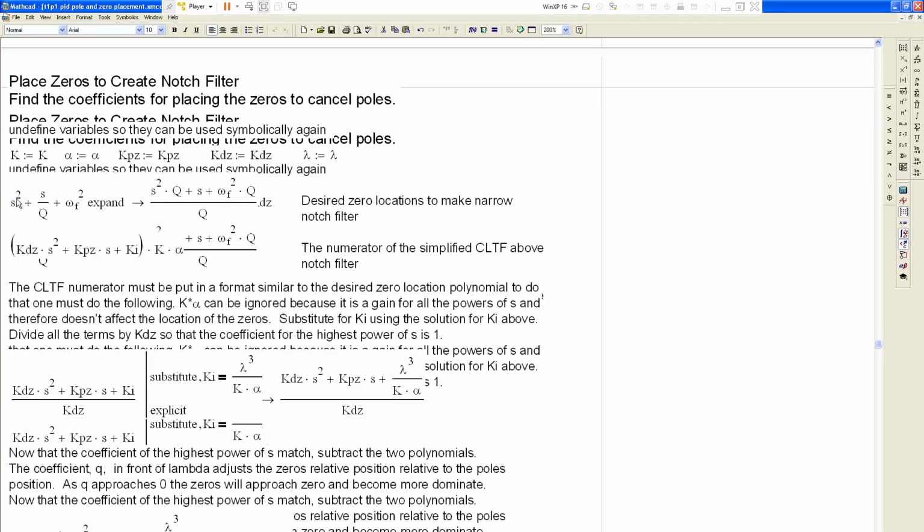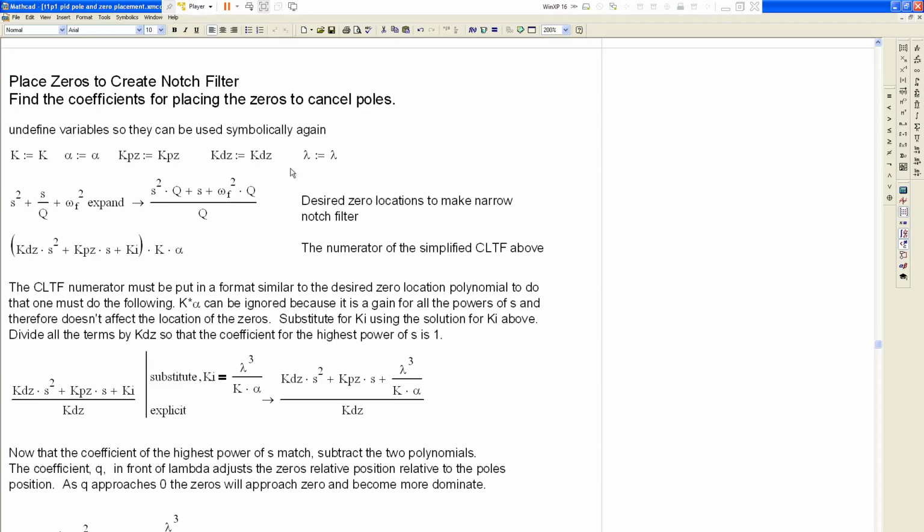So I have to first undefine my variables so that I can use them again symbolically. And this is my notch filter. This is the quality factor. And this is where the notch filter is going to be. So I expand that out. This is what I get. And again, this is the numerator from the simplified closed loop transfer function from above.